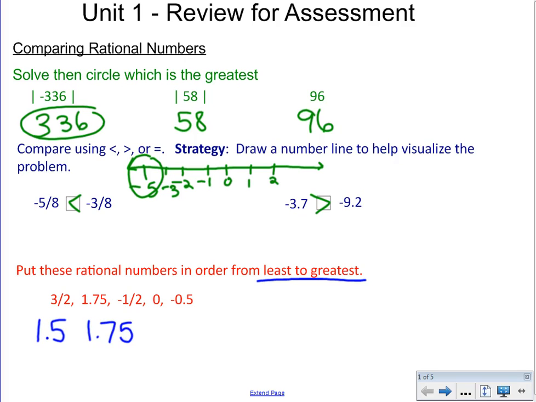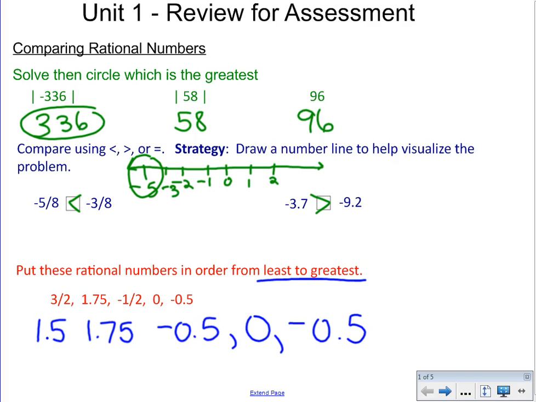Negative 1/2 would be negative 0.5. 0 remains the same. And this rational number is already in decimal form, so I'm just going to leave it. Now we have to look and put them in order from least to greatest. Negative numbers are always least.